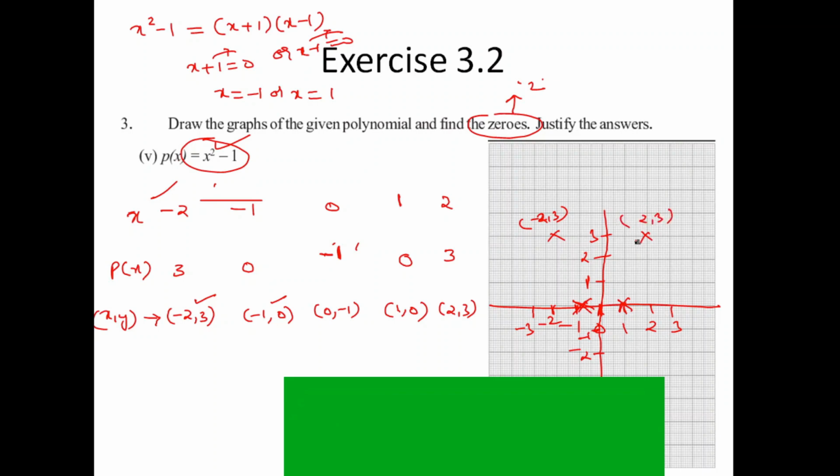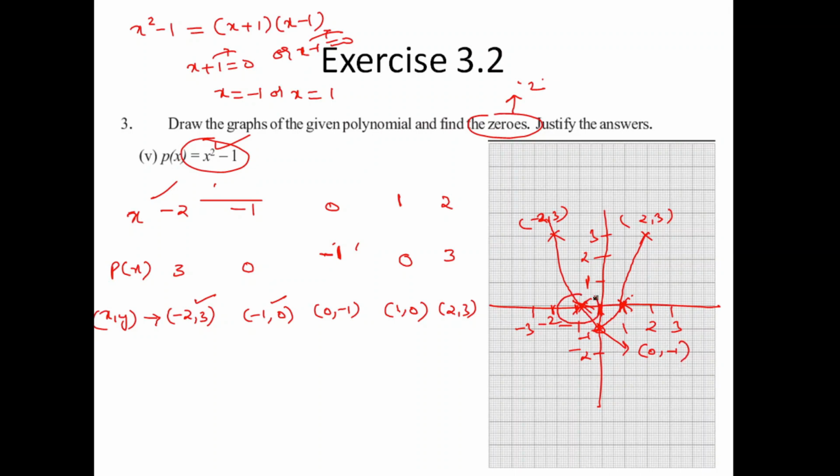So when I'm joining this using my free hand over here, the other one is this one, and the other one is this one over here, right? Hope this is clear to everyone. This point is 0 comma minus 1, remember it, okay? So if you're looking at the graph, it is the x-axis, so the zeros are only 2. So from the graph, I'm observing that zeros are 2. Where are they? They are at minus 1 and 1. Hope it's clear to everyone.